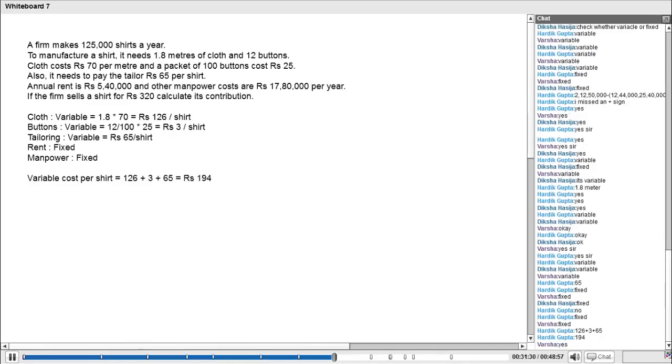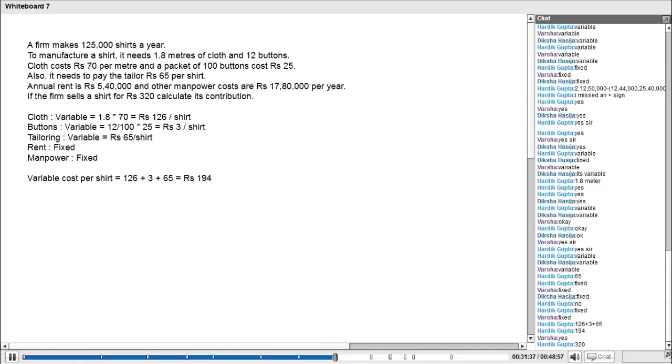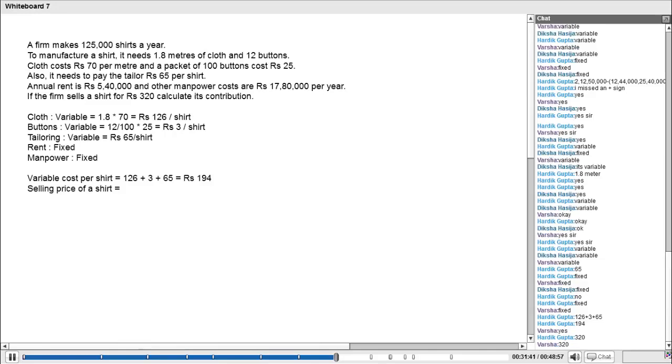And what is the selling price of a shirt? Rupees 320. So we will also understand contribution per shirt. Can anybody tell me what is contribution per shirt?